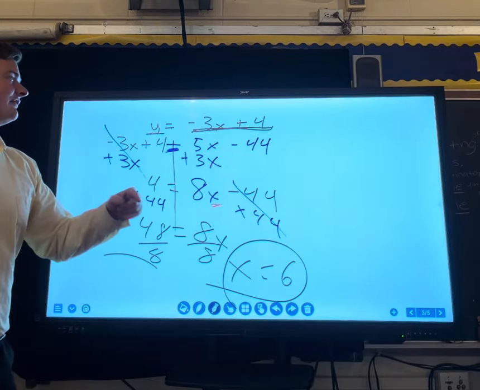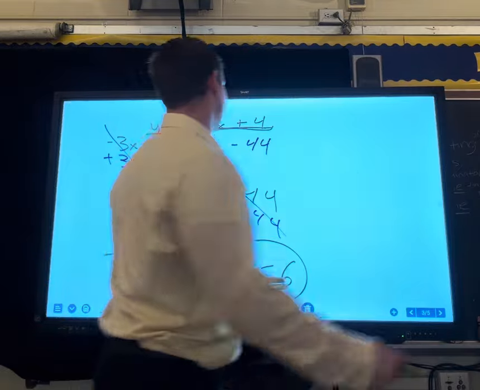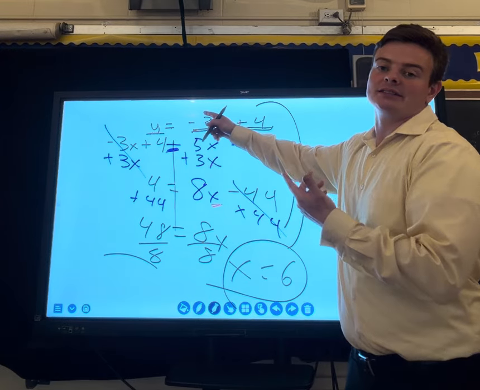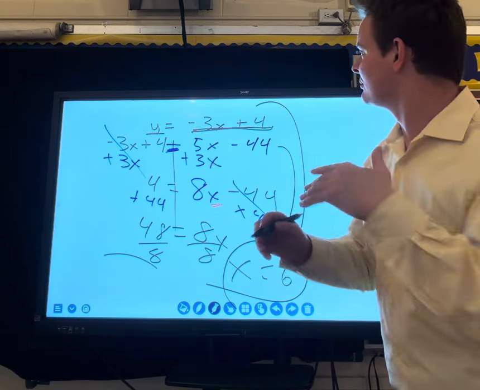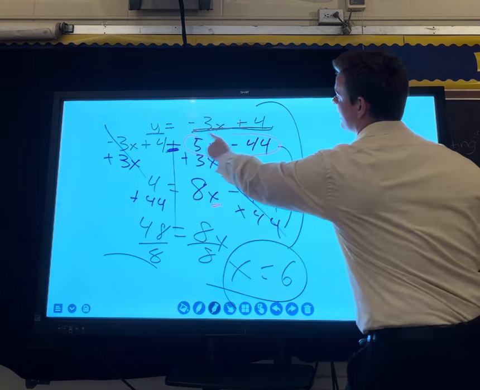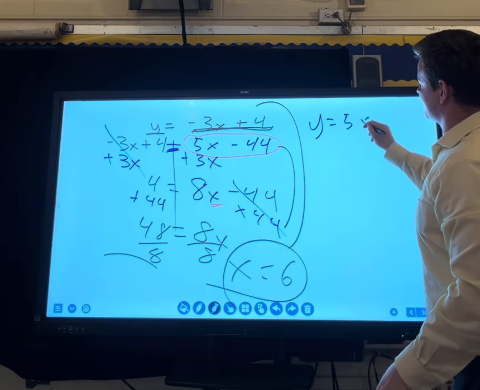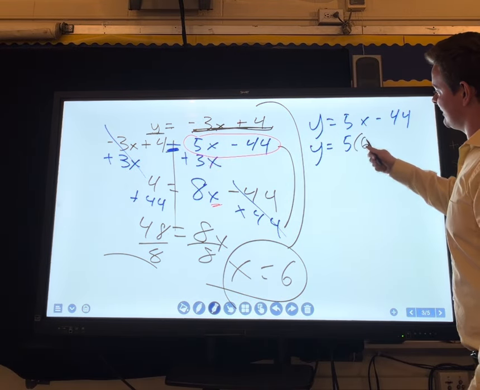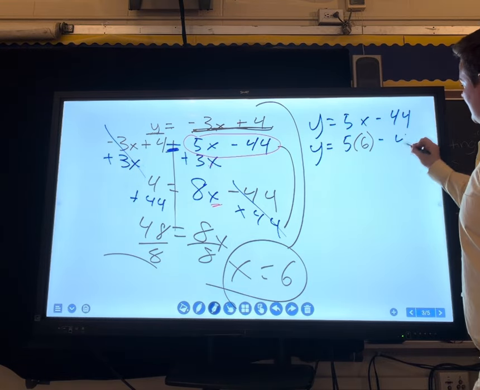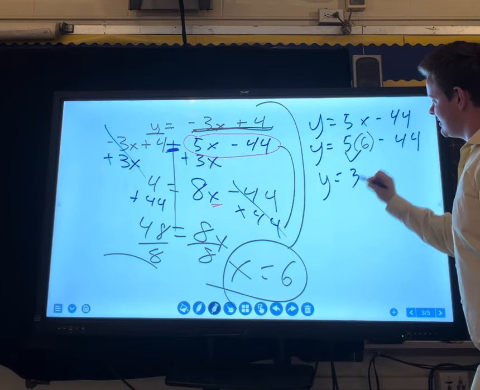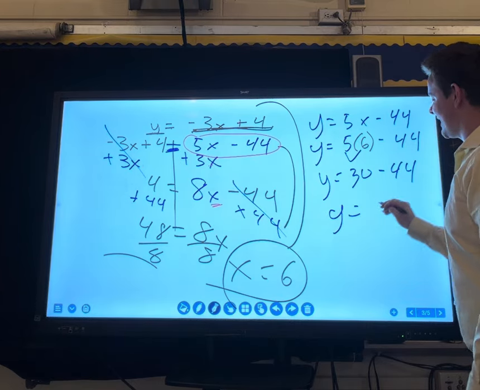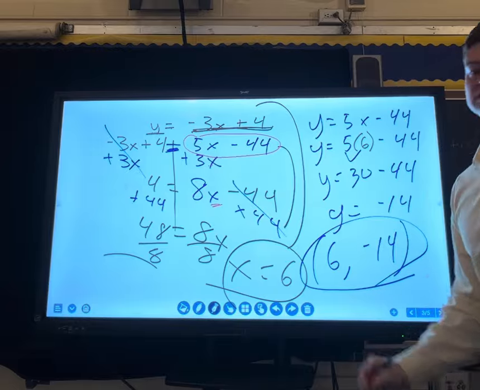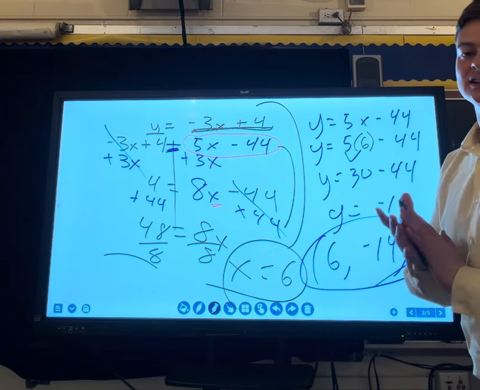Once I have x, I have to find x's best friend, the y. To find y, I take this x, and I can plug it into either equation I like. I did the top one last time. I'll do the bottom one here. It does not matter which one. Whichever one looks nicer to you. This bottom equation was y equals 5x minus 44. X is 6. So instead of x, I can physically put 6. 5 times 6, that's just 30. 30 minus 44 is negative 14. Which means on a graph, these two lines would cross at the coordinate 6, negative 14.